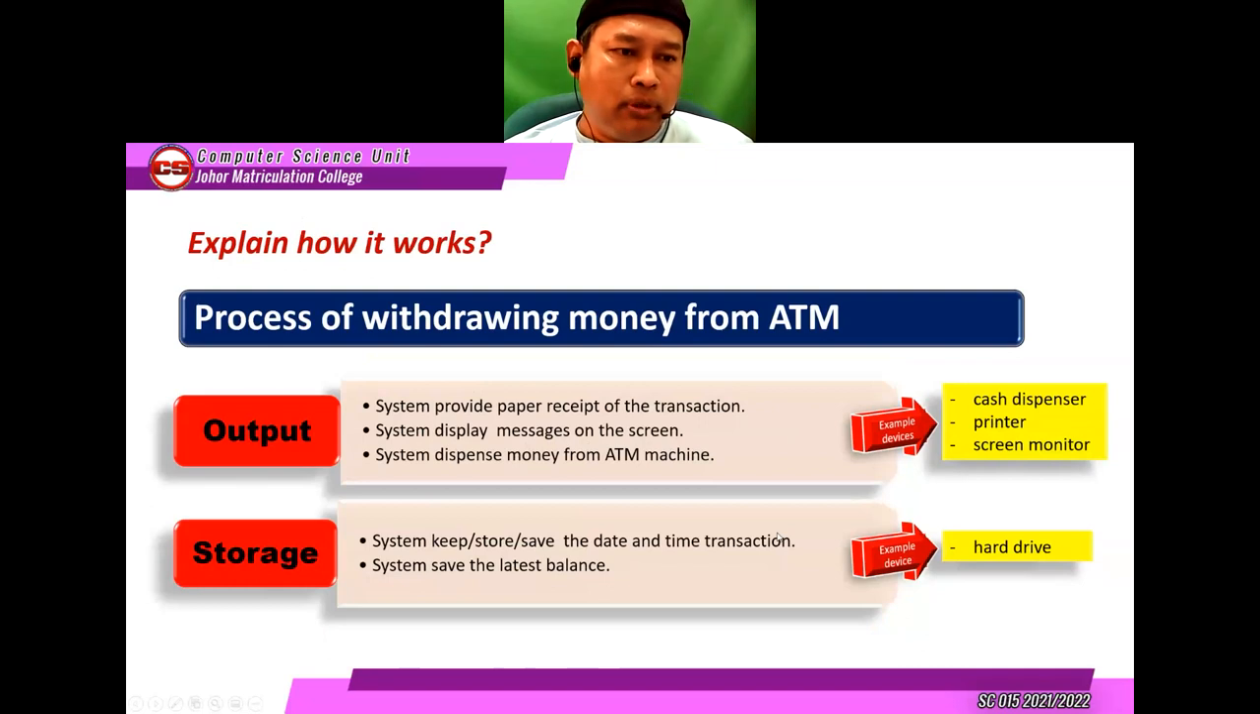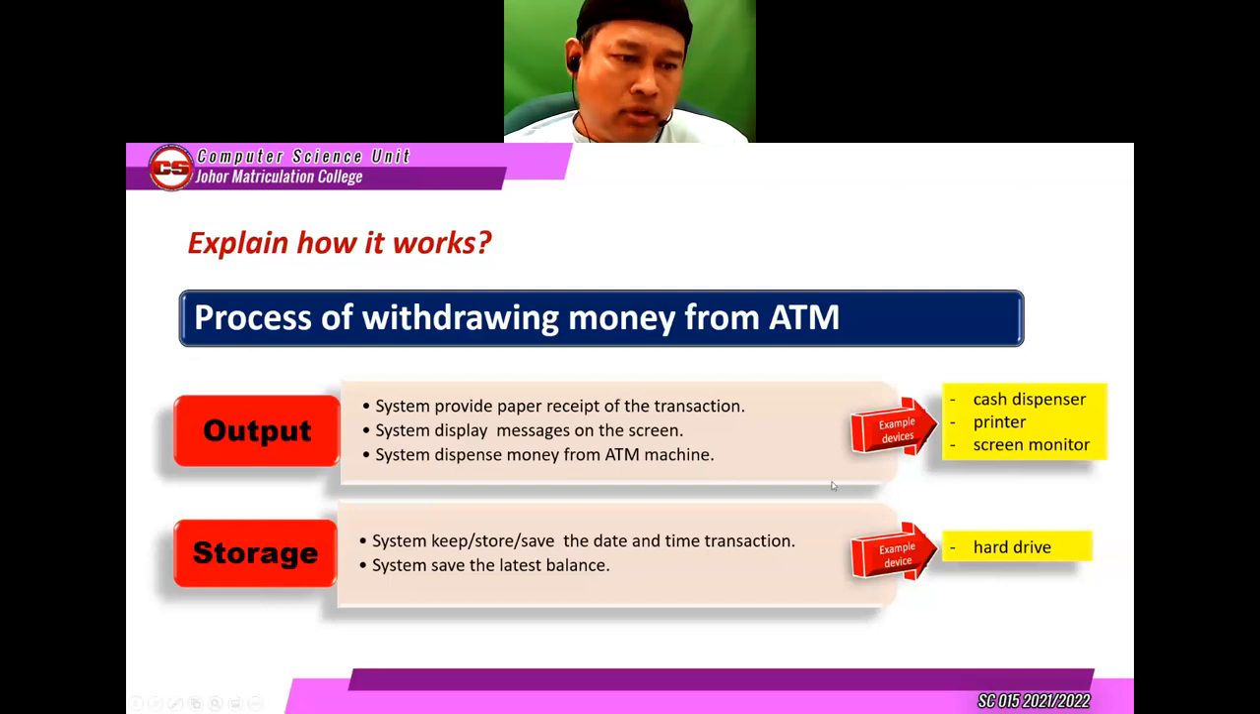So the output is the system provides a paper receipt of the transaction. The system will show a message on your screen. Then it will show the balance. Right. The system dispenses money from the ATM machine. This is output. You can get the money from the ATM machine, after which you draw your money.